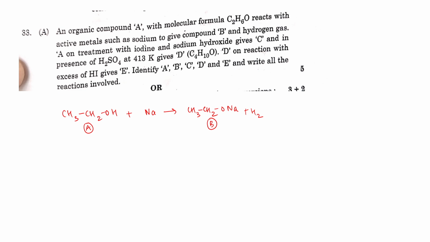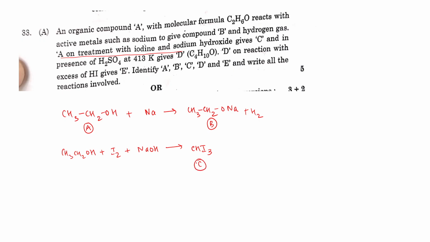A on treatment with iodine and sodium hydroxide. So this is the iodoform reaction. CH3CH2OH, A, on reaction with iodine and NaOH basically forms iodoform, CHI3, which is compound C.